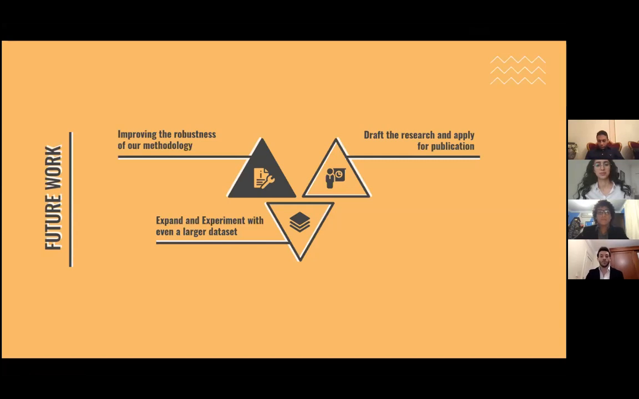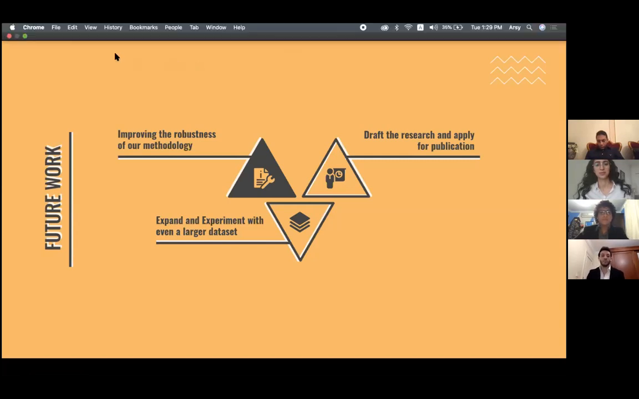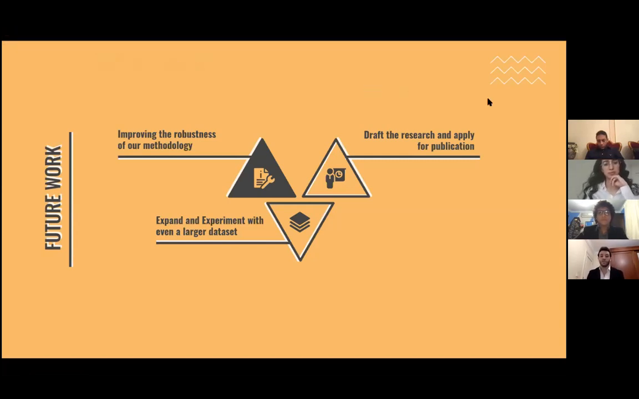Okay, so according to our future work, we will continue improving the robustness of our methodology, and we will expand and experiment with an even larger data set. And we will draft the research and apply for publication, of course, under the supervision of Dr. Amr Goneid.